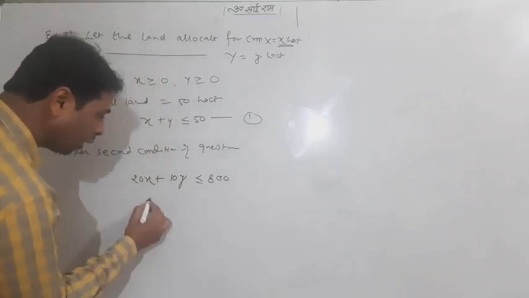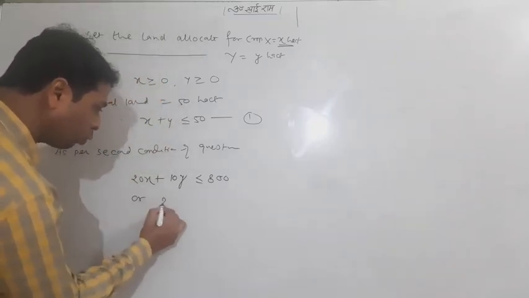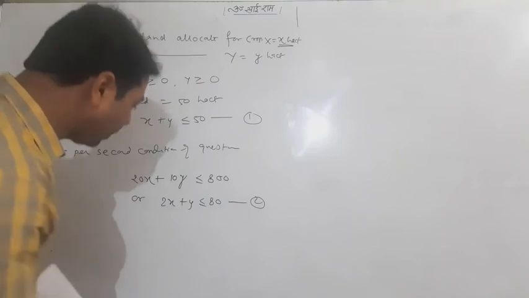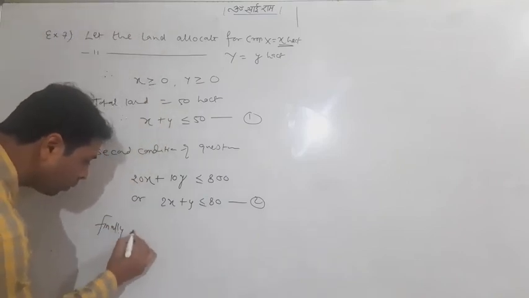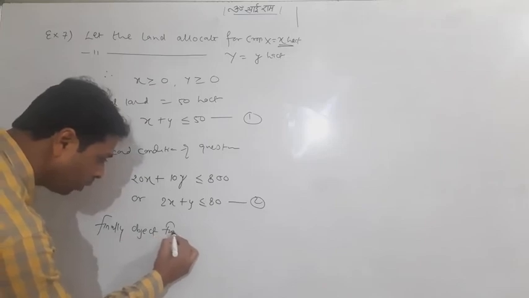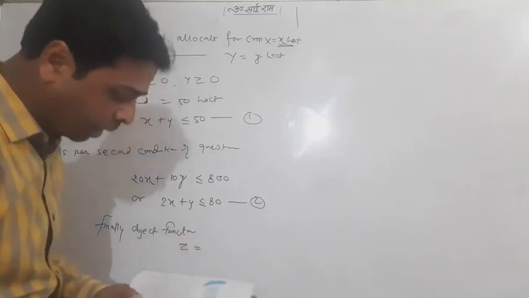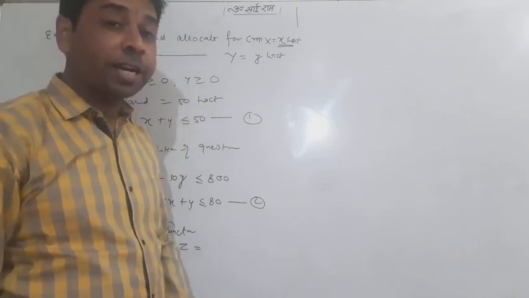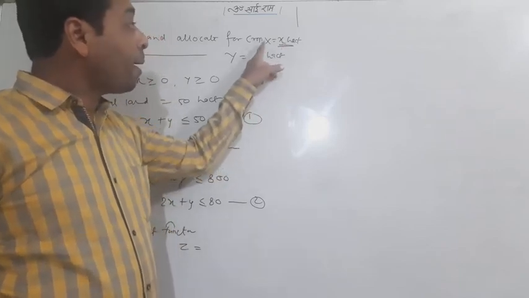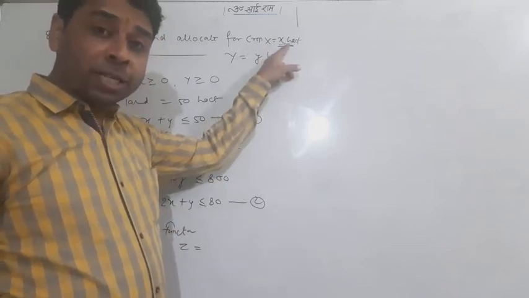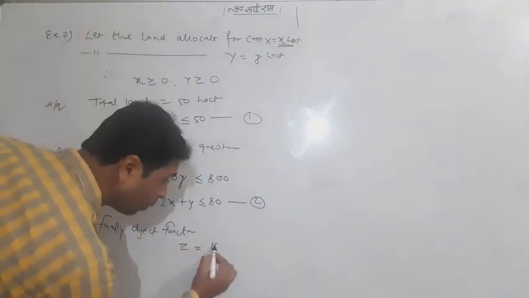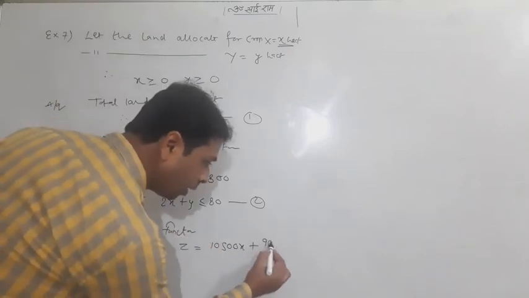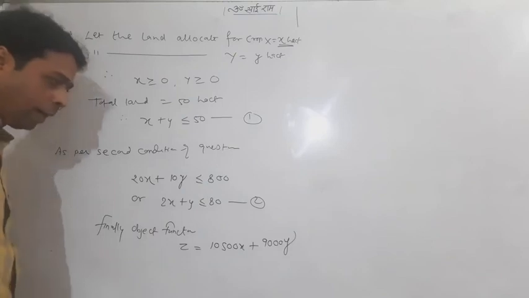I'll divide the whole inequality by 10. So I'll get 2x plus y less than or equal to 80, and this is my second inequality. Hope, students, you're getting it. Finally, the objective function. What is the objective function and how can we get it? Simple. The profit for crop X per hectare is rupees 10,500. Meaning if crop X is growing in X hectares, the total profit for crop X will be 10,500x, and for Y it is 9,000 into Y. This is the total profit.